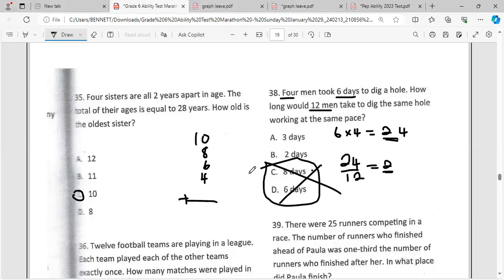Guys, why did something freeze? I'm not seeing the cursor. Okay, here we go. So guys, that will be 2 days. I agree with Ian, right?